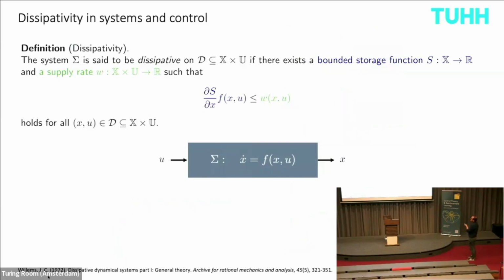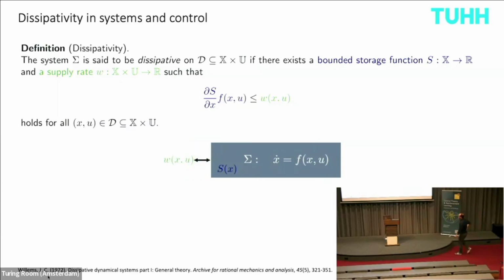A system sigma is said to be dissipative on some combined set of inputs and states if there exists a bounded storage function and a supply rate such that the change in storage along trajectories is bounded from above by the supply rate. What does this mean? Well, let's forget about this depiction of the system where inputs go in and states go out.